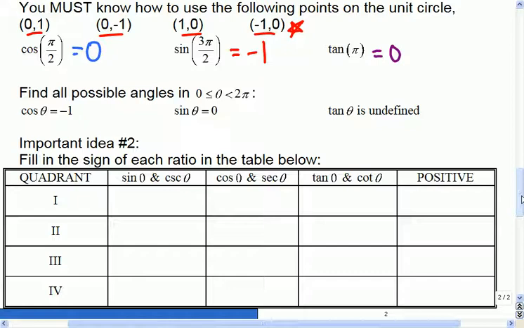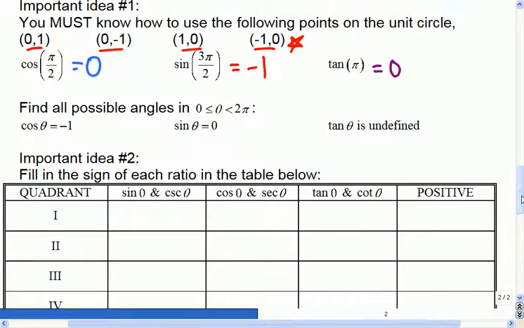Does anybody know what that means? What am I looking for if I want to know where the sine of theta equals 0? Sure, Alan? So close, so close. Yeah, y is 0, right? Because sine is the y coordinate on the unit circle. So I want to know, where does the y coordinate equal 0?